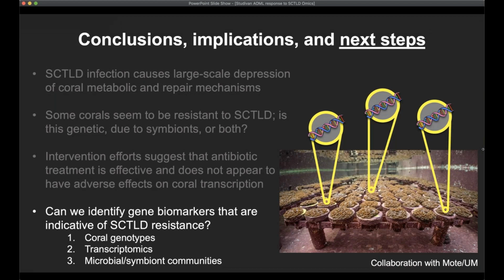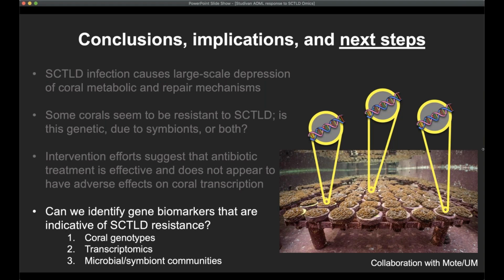Some of our ongoing work, as part of a collaboration with Mote Marine Lab, is whether or not we can identify gene biomarkers that are indicative of SCTLD resistance. Right now we're conducting transmission experiments over at Mote in Sarasota, Florida. Downstream we'll be looking at the coral genotypes, transcriptomics, so gene expression in response to disease challenges, and finally microbial and symbiotic communities to see if we can identify some key differences among corals that get infected versus corals that tend to be more resistant.